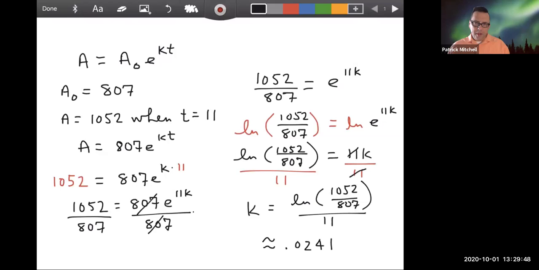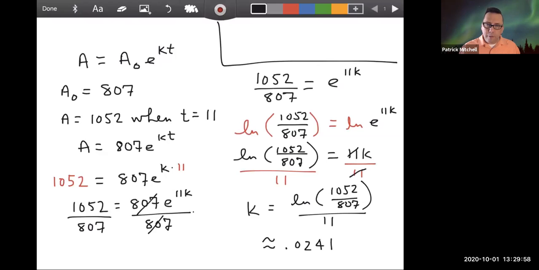Okay. All right, so that means I'm going to squeeze this up top because I've already got something written on the next slide. That means that our exponential growth model for the population of Africa is A equals 807 times e to the power 0.0241 t. Okay. All right, so let's switch back to the presentation.